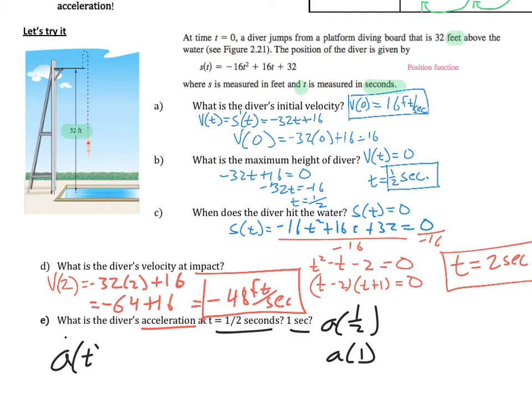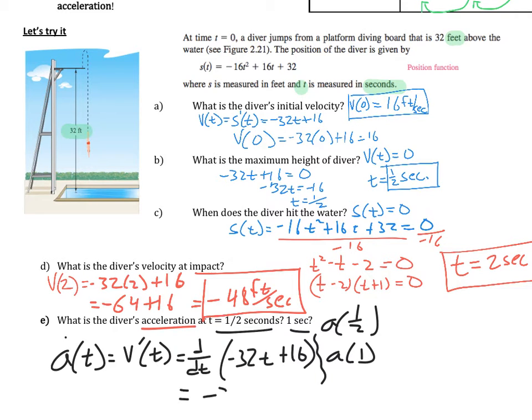Well, a of t is the derivative of velocity. It is the change of velocity. So the change of velocity is, our velocity function here, negative 32t plus 16. So we've got the derivative, d dt, of negative 32t plus 16, and that is just negative 32. So the acceleration is negative 32, and at 1, negative 32, because that's the acceleration due to gravity.